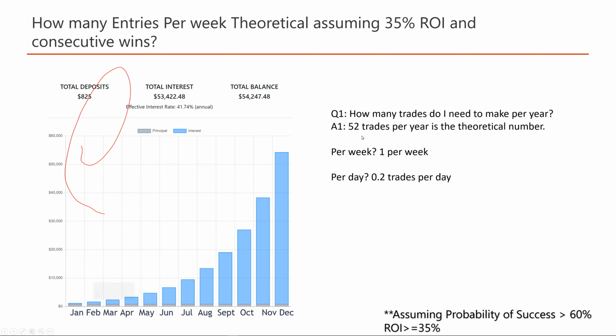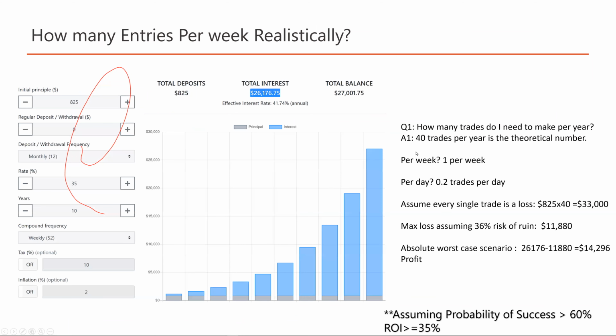The theoretical number of trades per year is around 52. So 52 weeks per year, right? I'm just following a TGIT approach, but there are a couple of stat holidays. So we dropped it down from 52 to 40. So essentially, in theory and realistically, you should be taking about 40 trades per year.